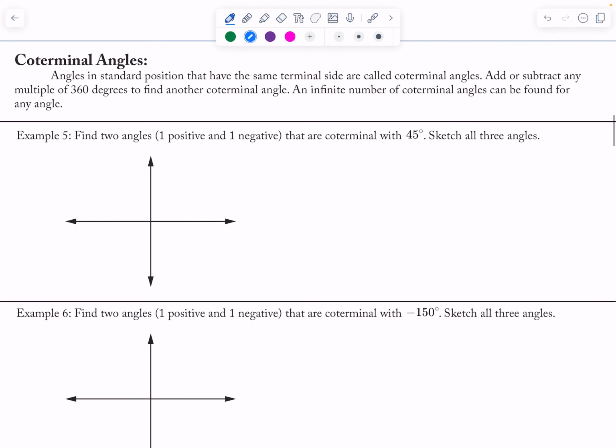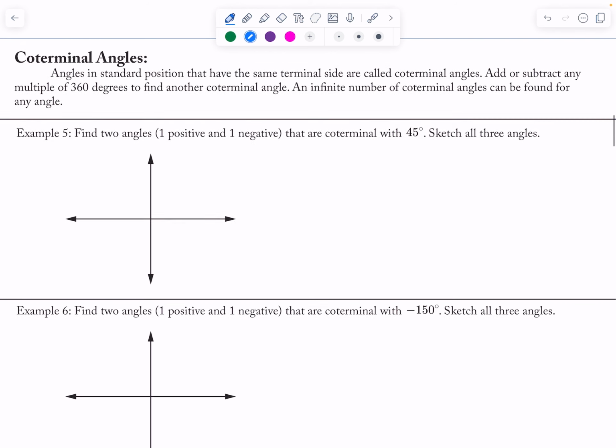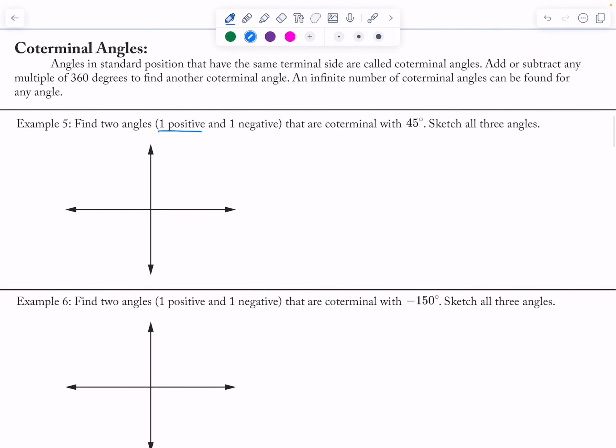Okay, and there's an infinite number of coterminal angles that can be formed. I'm looking for one positive angle measurement and one negative angle measurement. So because I'm asking for a specific positive and negative value, I do want you to add or subtract to get to a number that is either a positive or a negative value. And so you'll see.